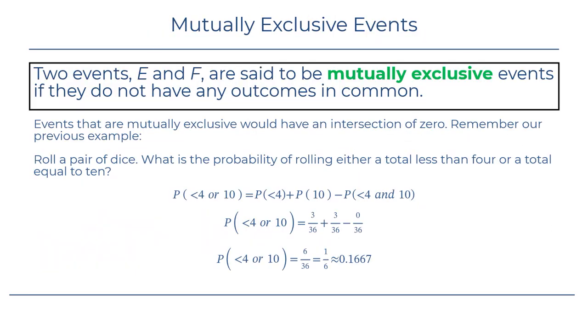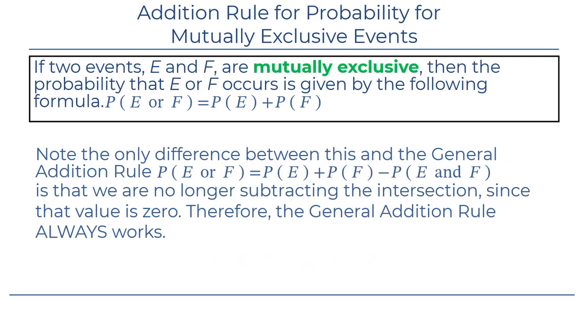Mutually exclusive events are events that do not have any outcomes in common, which would mean their intersection is 0. So remember our previous example, we were rolling a pair of dice. What was the probability of rolling either a total less than 4 or a total equal to 10? And that intersection was 0. So those events are mutually exclusive because they do not share any outcomes.